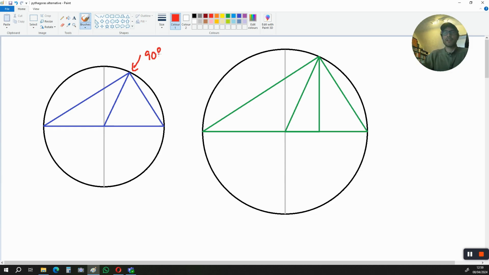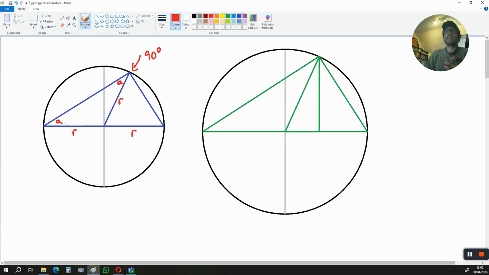So let's prove this first. Let's prove Thales' theorem first. And then once we've done that, we can come up with the alternative proof for Pythagoras' theorem. So to prove Thales' theorem, we say that this length over here is r, this is also r, and this is also r. R stands for radius. What we can also do is call this angle over here A. We call this angle over here A. We can do this because this triangle to the left is an isosceles triangle.